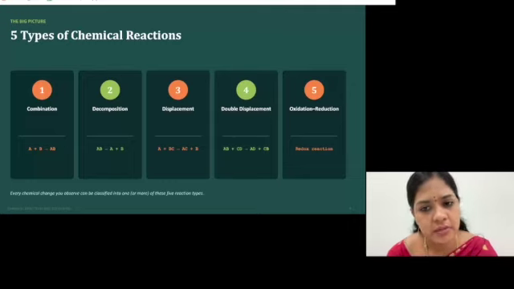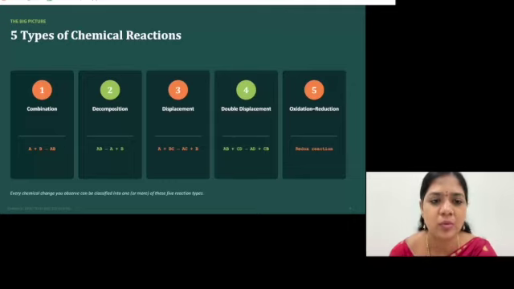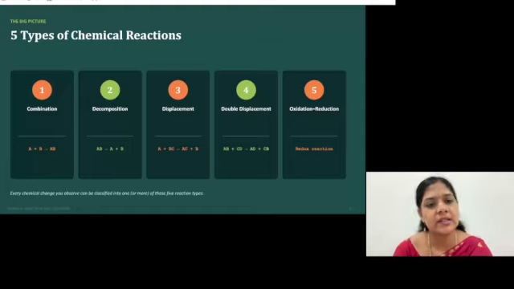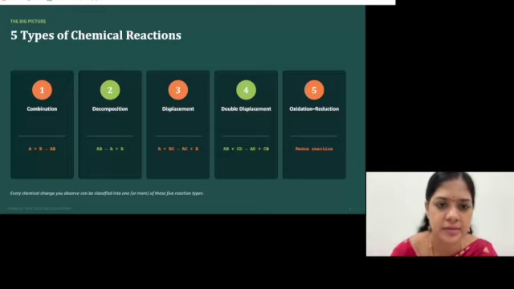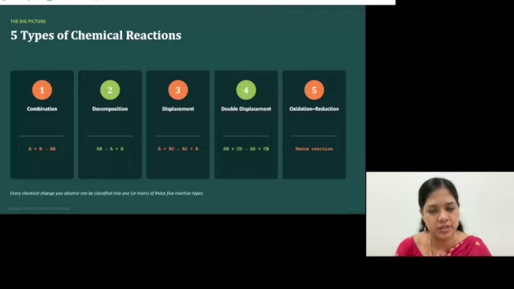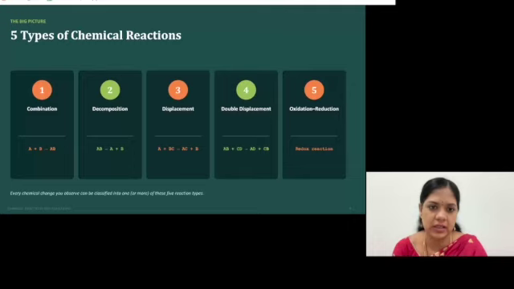So here, try to remember the names, and from the name itself you will be able to understand what type of a reaction is happening there. So first one is combination reaction. When two reactants A and B combine to form AB, it is called as a combination reaction. Understood? And decomposition means they are dividing into two different products. So when AB gives rise to A plus B, then it is called as a decomposition reaction.